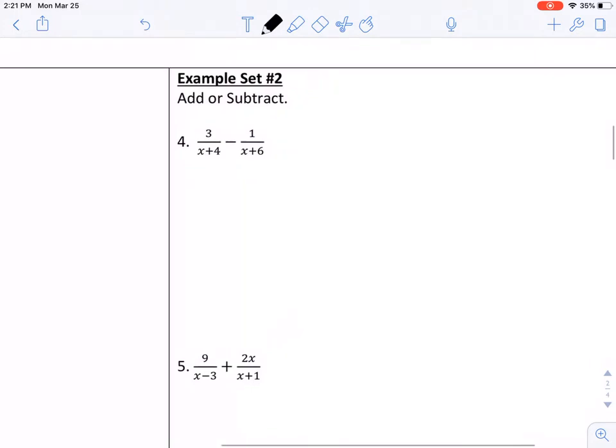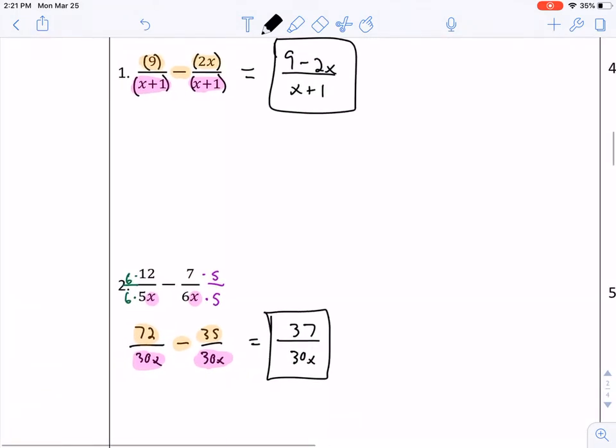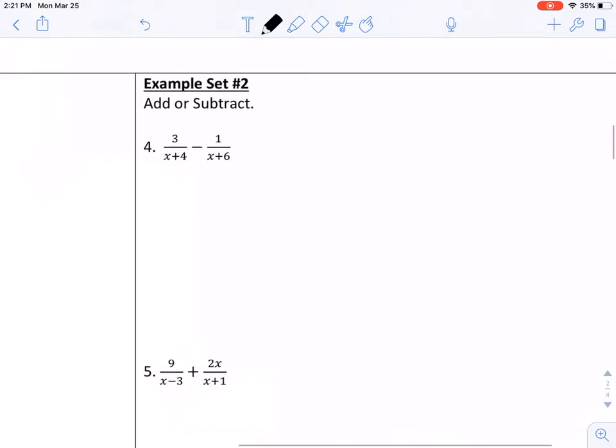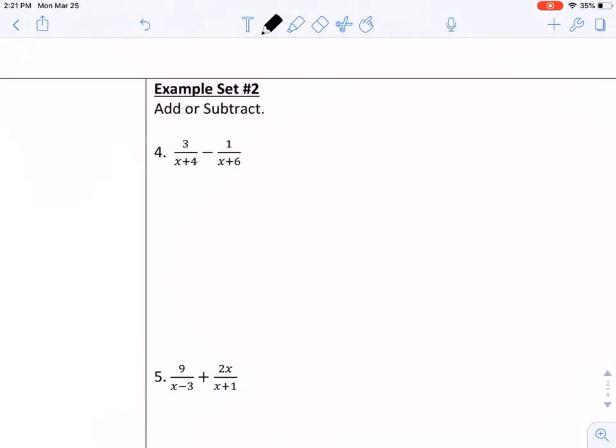Okay? Now they start to get a little bit more complicated. Instead of numbers and variables, where they're the same on the bottom, they are now different, but you have two expressions. So the big thing here is to make sure there's parentheses around those so you know that you either cancel the whole thing or nothing.